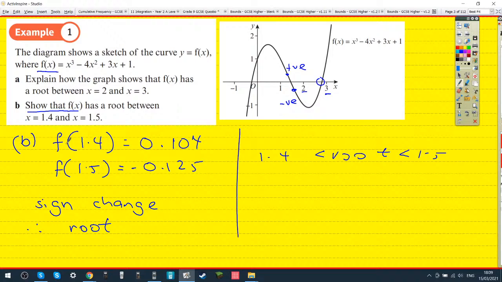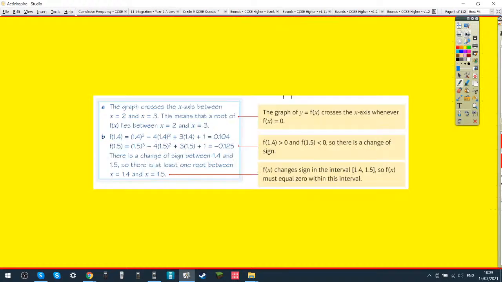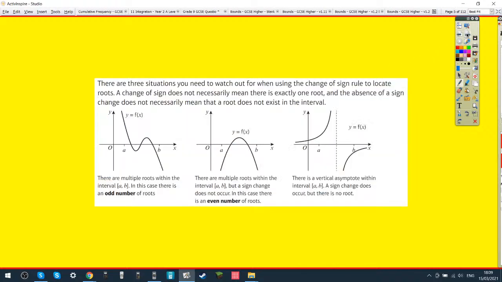So show that f of 1.4 is greater than 0, f of 1.5 is less than 0. There's a sign change, therefore there's a root. Yep, there's a sign change, so there's at least one root between them.